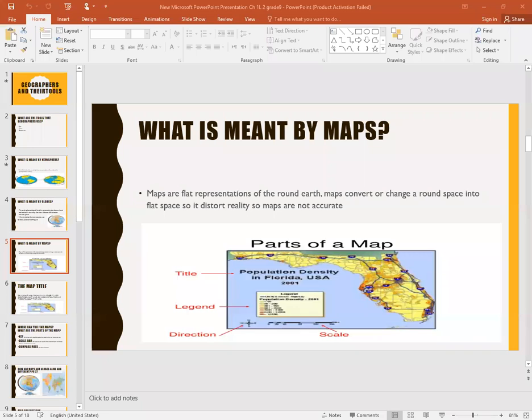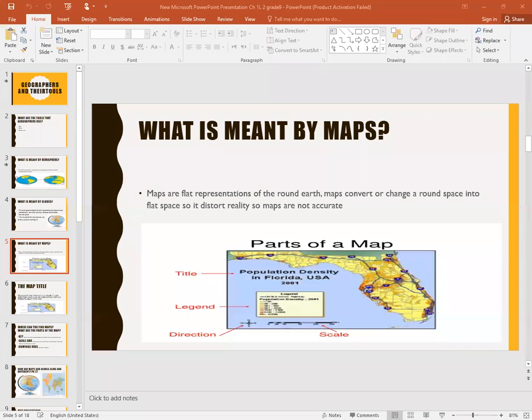Again, maps are flat representations of the round Earth. Of course, the Earth is like a sphere and it is a little bit round. So maps are flat representations of the round Earth. Maps convert or change a round space into a flat space. It also distorts reality. So maps are not accurate like the globes.